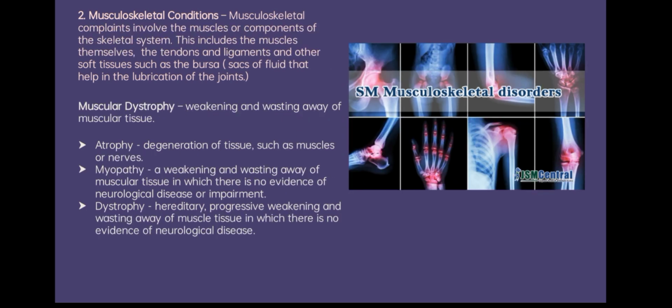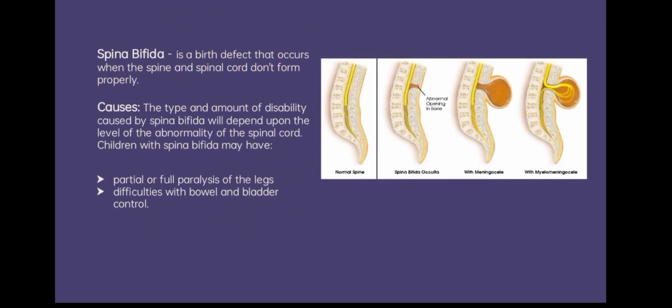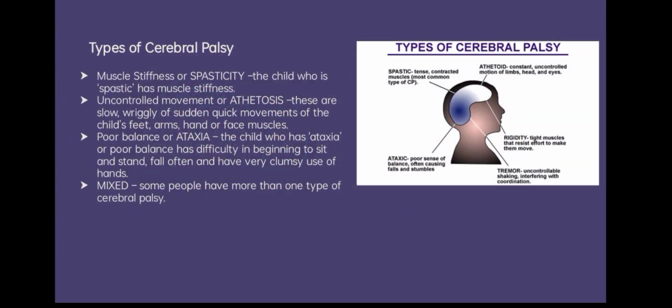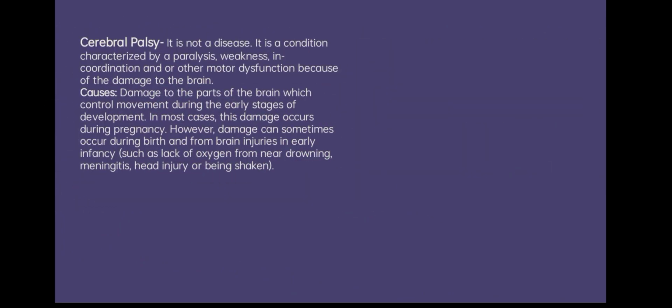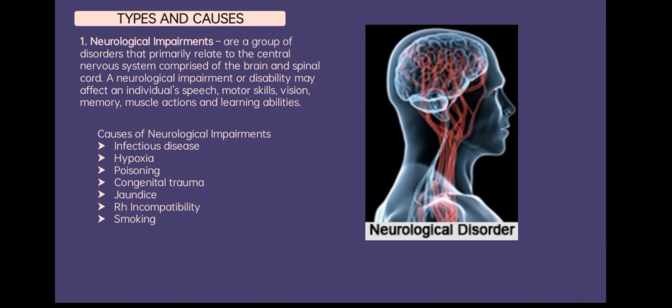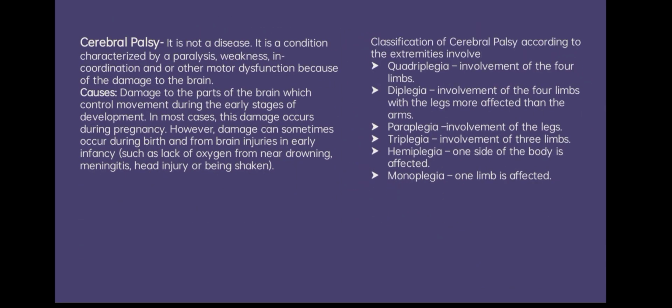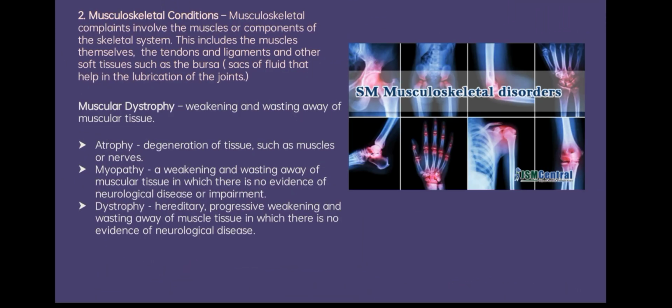So, that was the first of the types, which belongs to neurological disorders, one of the types and causes of having physical disabilities. Neurological impairments are the first. Then now let's proceed to the musculoskeletal conditions. So what are musculoskeletal conditions? They involve the muscles or components of the skeletal system. Earlier it was the nervous system, now it is the skeletal system.